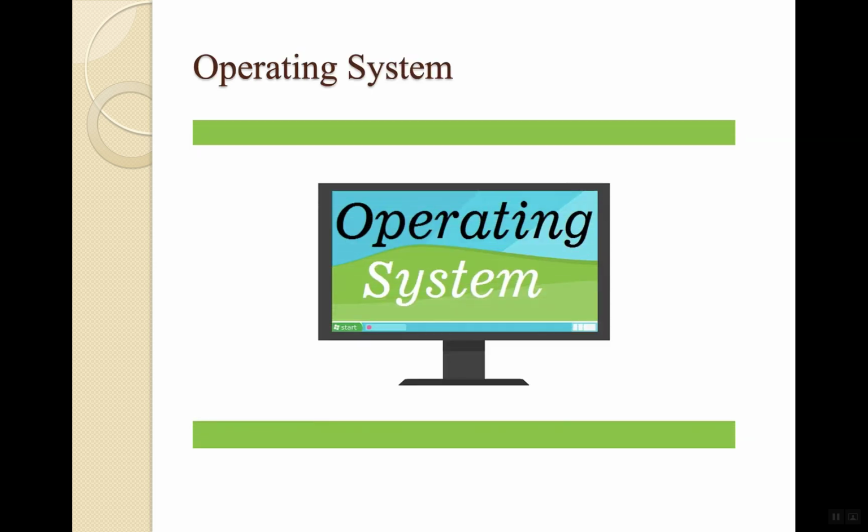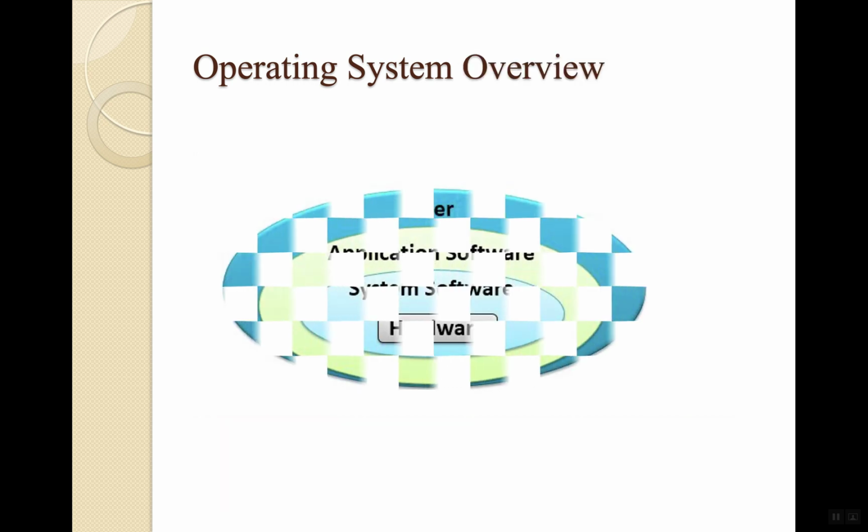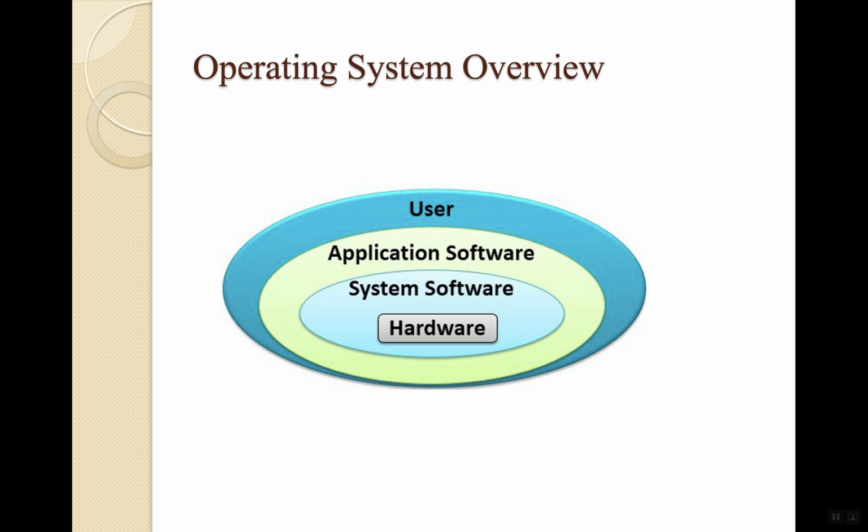What is an operating system? Question yourself, think about yourself. Operating system is an interface between the user and computer hardware. This is a simple definition. That means a collection of programs which can be executed for end user request.